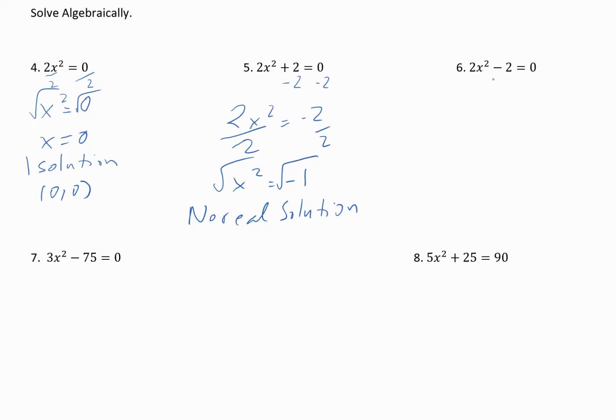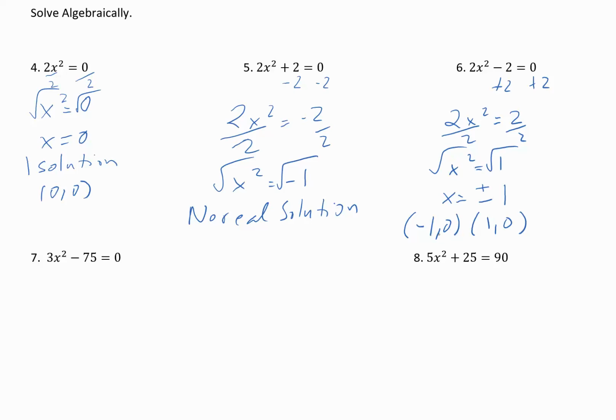All right, for number 6, I'm going to start by adding 2 to both sides. So I get 2x squared equals 2. I'm going to divide each side by 2, and I get x squared equals 1. So in this case, I can take the square root. When I take the square root, remember you get a positive and a negative answer. So you get plus or minus 1, which means the x-intercepts would be at (-1, 0) and (1, 0). So this would have 2 solutions. And remember, when you take the square root, you get a positive answer and a negative answer.